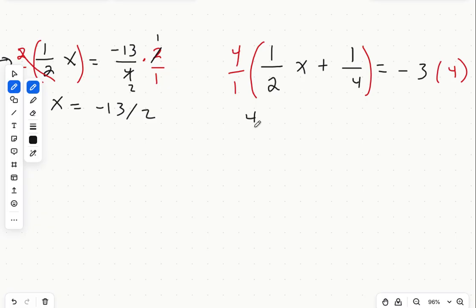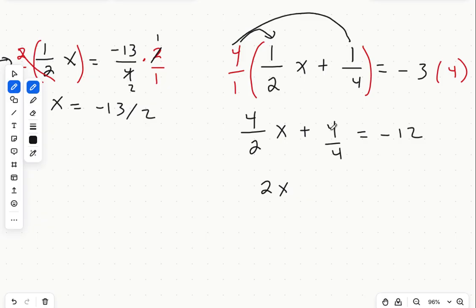So let me write this in between step. This would be 4 over 2. I'll simplify in just a second. I just want you to see where all the parts are going. And then this would be plus 4 over 4. And then over here, this would be negative 12. So the beauty of what I just did here, and once you're more comfortable with this, you can just cancel as you do it. 4 over 2 means this is really 2x. 4 over 4 means that's really 1, and equals negative 12.